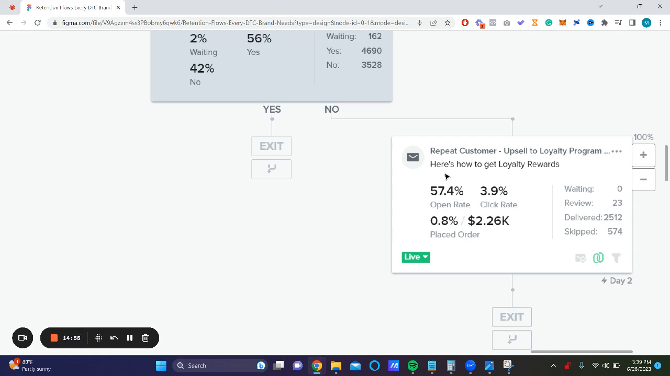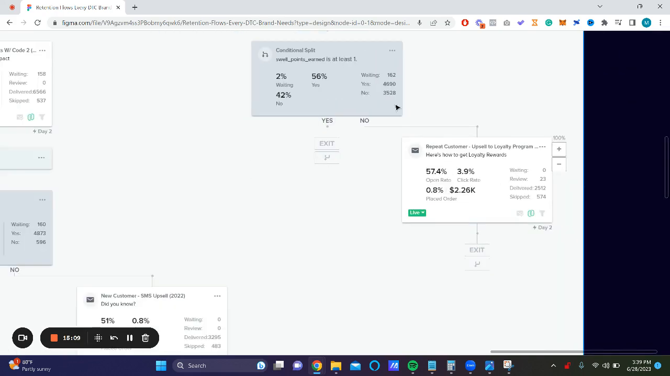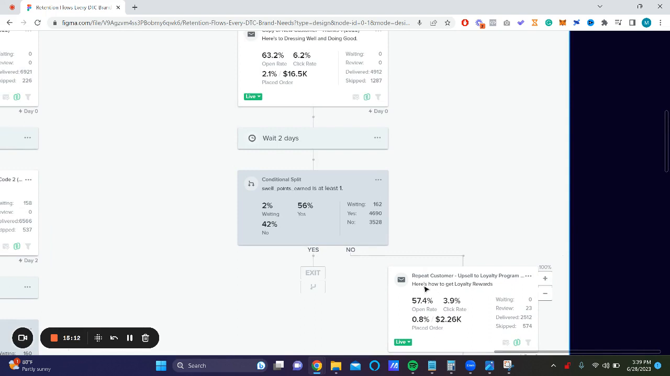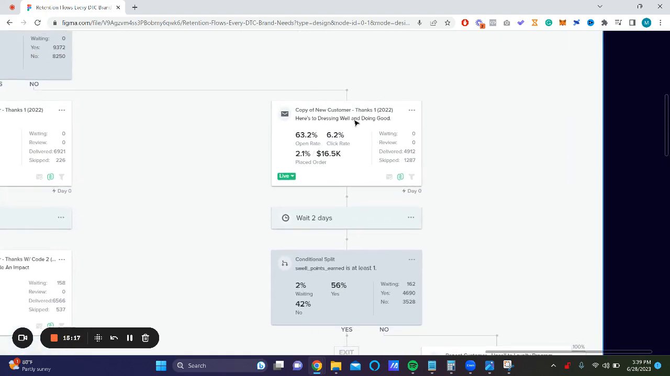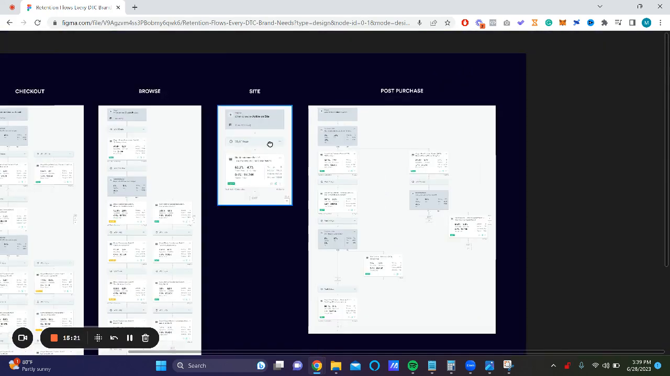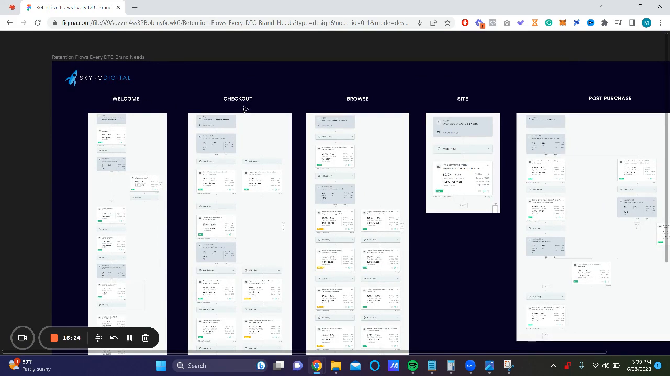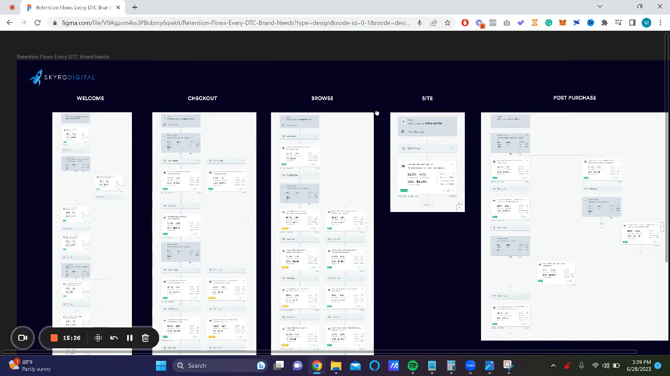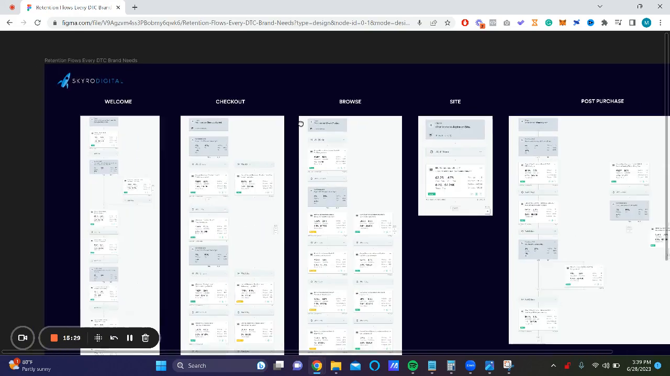If they buy from you twice, it's like, okay, they've crossed that threshold in their head where they're like, okay, I am now a customer of this brand, a repeat customer, let's just say. So you want to get them on your loyalty program, or if you have a VIP program, tell them about that, etc. That's basically just going to incentivize them to make their third purchase and keep coming back in the future. So that's everything for this video here. Again, we covered the welcome flow, checkout abandonment, browse abandonment, site abandonment, and the post-purchase flow. So that's about it.